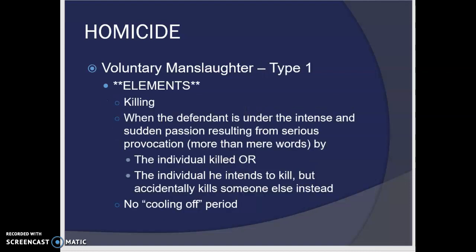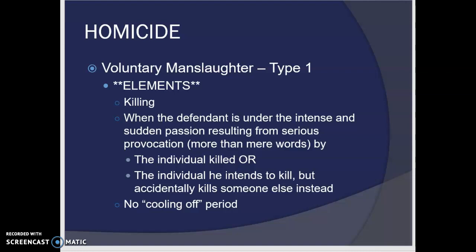All right. So here are the elements. You have to have a killing, and that's, of course, for any homicide. You have to have someone that dies. And the killing has to occur when the defendant is under the intense and sudden passion resulting from serious provocation. And this provocation has to be more than mere words. So you can't kill someone who said something to make you angry. You have to actually see an event happening, and we'll go over that in a moment.